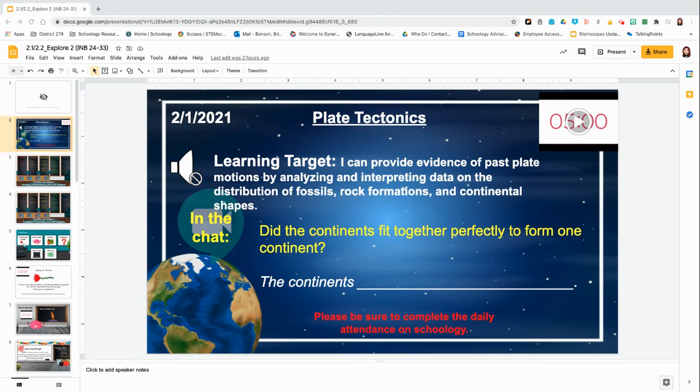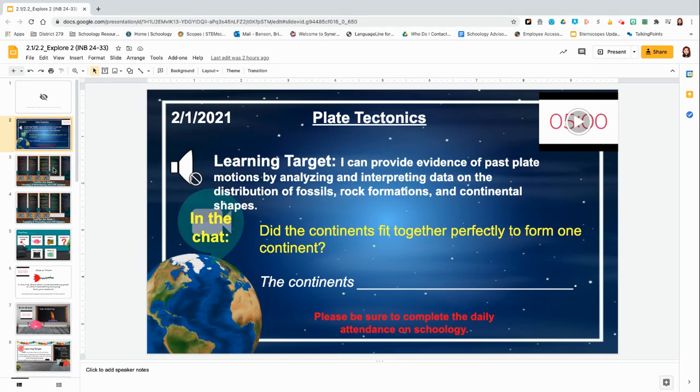While we wait for the rest of our classmates to join us, please make sure that you are taking your daily attendance in Schoology, and then also answer the question in the chat. Did the continents fit together perfectly to form one continent? We'll have 5 minutes and then we will reflect on the answer.